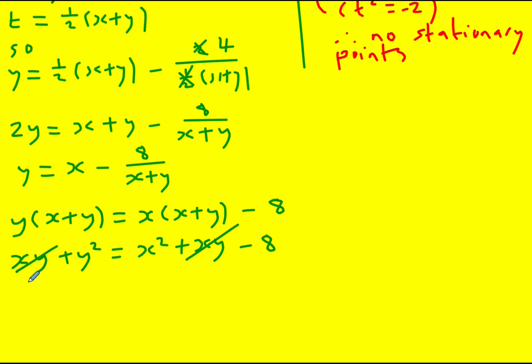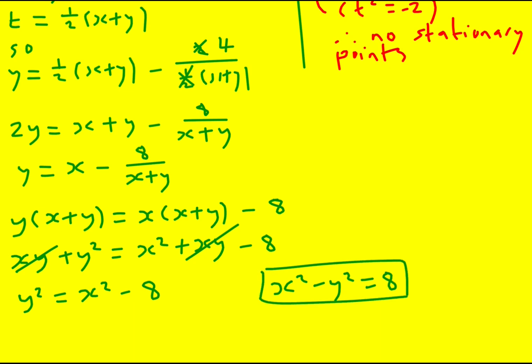I don't know how it's best to write it. y squared, I could just leave it as y squared equals x squared minus 8. That seems okay. Or I could even rewrite it as x squared minus y squared equals 8. I'll go with that one, but the other should be okay as well. So there we go. We've managed to get the Cartesian equation by eliminating t, and we are done.